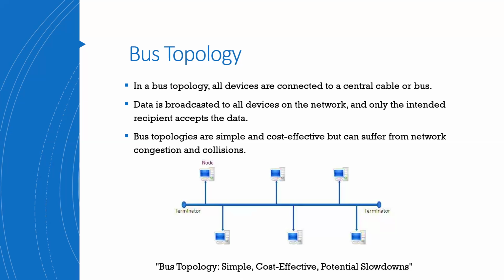Now the bus topology. All devices are connected to a single central cable, or a bus. This is a simple and cost-effective topology. But if the central cable fails, the entire network goes down. For example, if the central cable fails, then you may not get connectivity across the entire network. So bus topology is simple and cost-effective, but potential slowdowns are there.